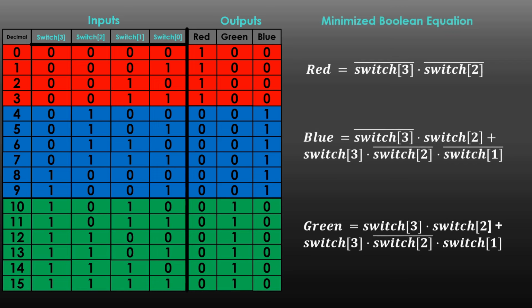For now, I'll give you minimized equations for each color. If you want me to do a video on how to minimize digital logic equations using different techniques such as K-maps, let me know in the comment section below. If there's enough interest in this concept, I'll create a video on it. Other than that, let's continue with the tutorial.